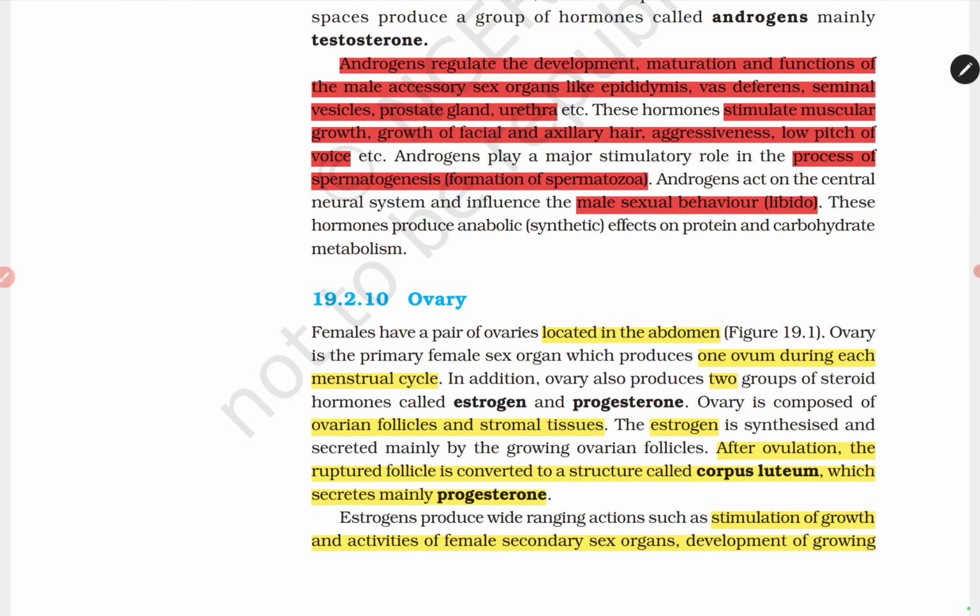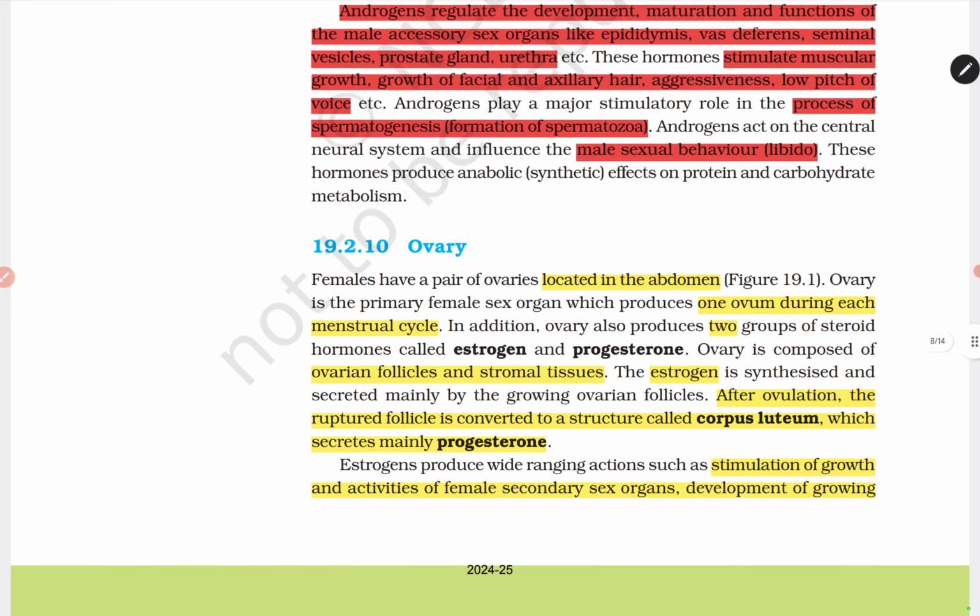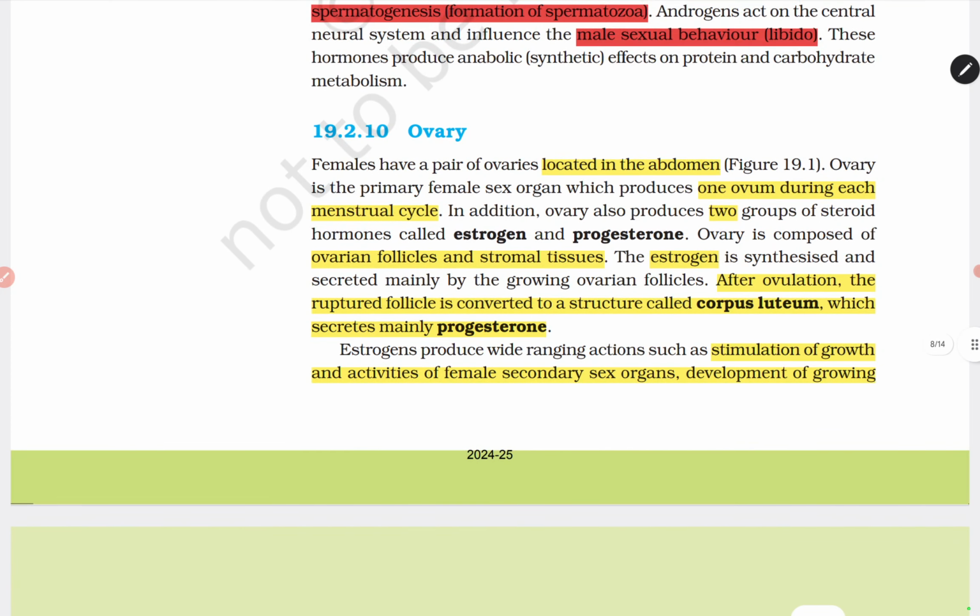Androgens play a major stimulating role in the process of spermatogenesis. Androgens act on the central neural system and influence the male sexual behavior, that is called libido. Ovary. Females have a pair of ovary located in the abdomen inside the body. Ovary is the primary female sex organ which produces one ovum during each menstrual cycle. In addition, ovary also produces two groups of steroid hormones that are called estrogen and progesterone.